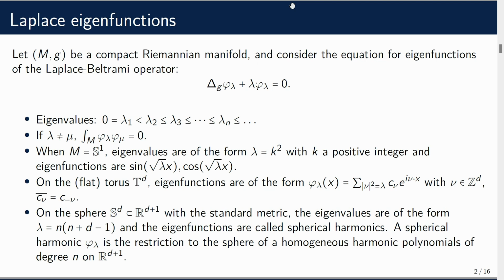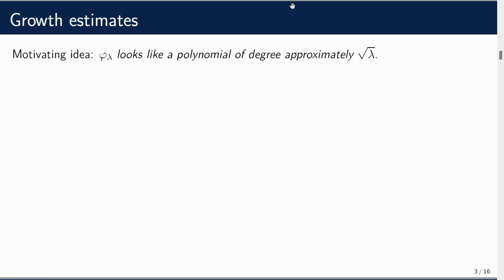So the far-reaching idea, the motivating principle behind all of these, is that an eigenfunction phi lambda in general looks like a polynomial of degree approximately square root of lambda. Okay, this is both exciting and scary because polynomials are hard. Okay, you can do a lot of things with polynomials. That means that you can't limit yourself too much.